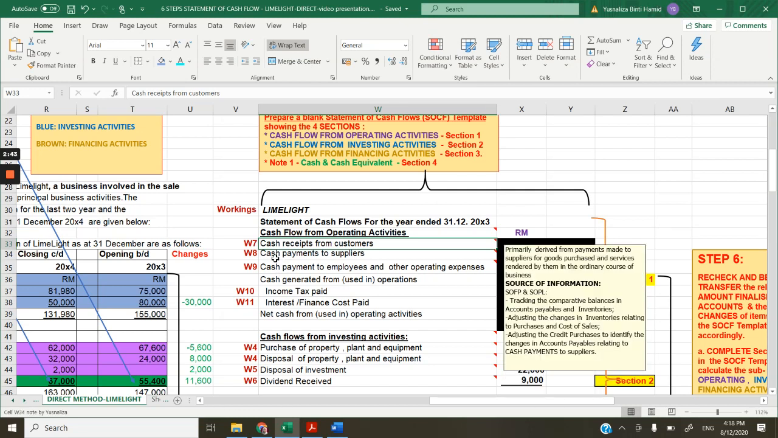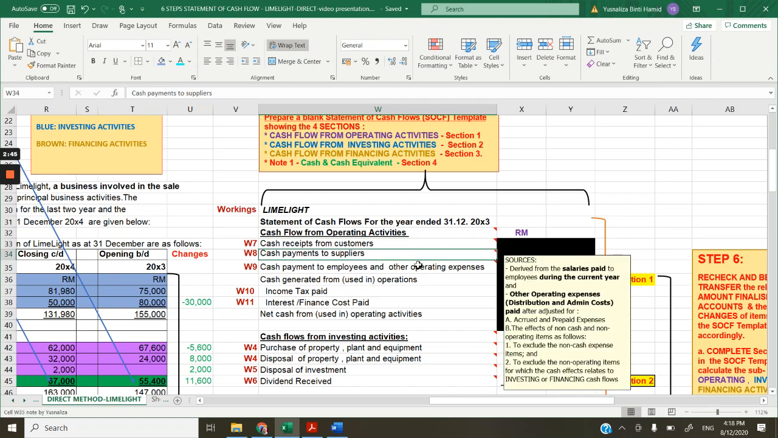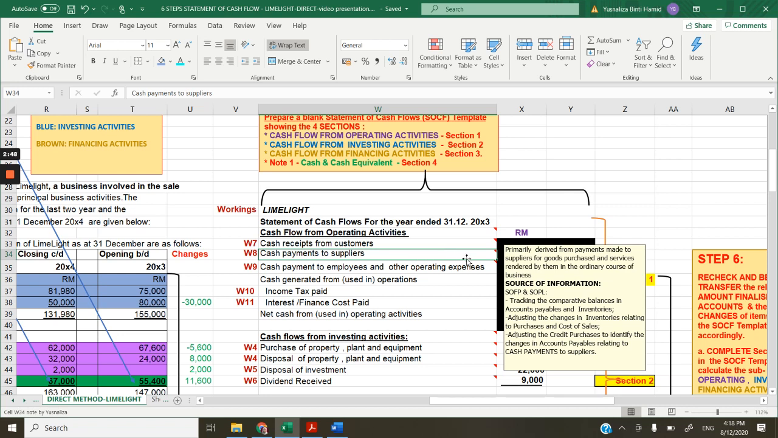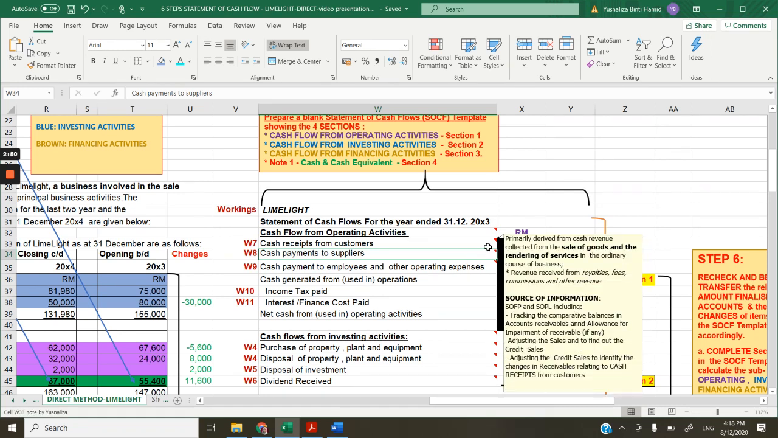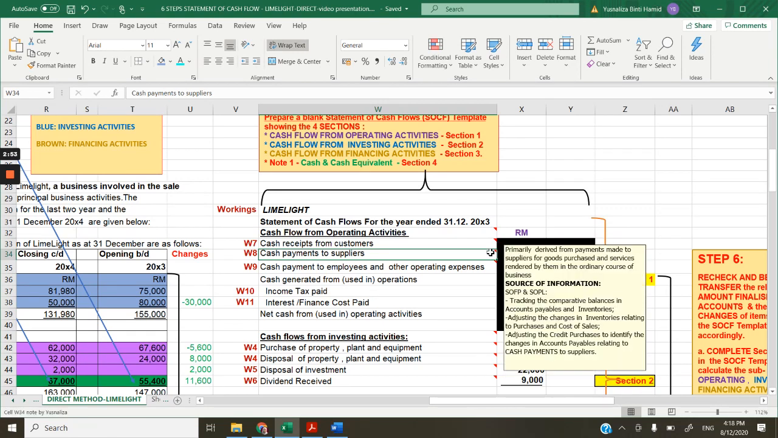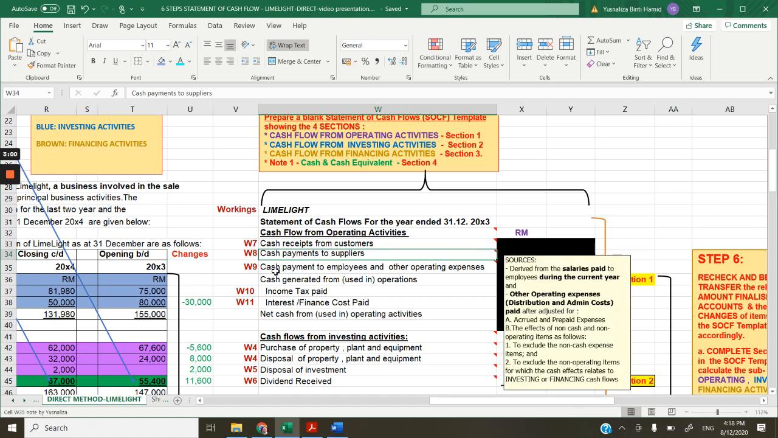And the second one is cash payments to supplier, where you are going to look at the payments that you made during the year for the goods that you purchased and the services that you have taken from your supplier in the ordinary course of business, and you're going to track how much is the amount that you paid to your supplier. And the last one is the cash payments to your employees and other operating expenses. That is where you will have a lot of adjustment, maybe for your non-cash and non-operating items, in the cash payments to employees and other operating expenses.